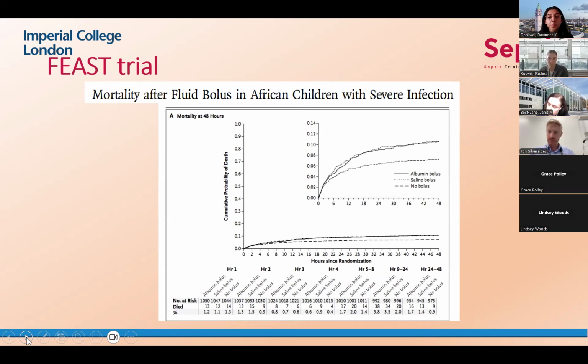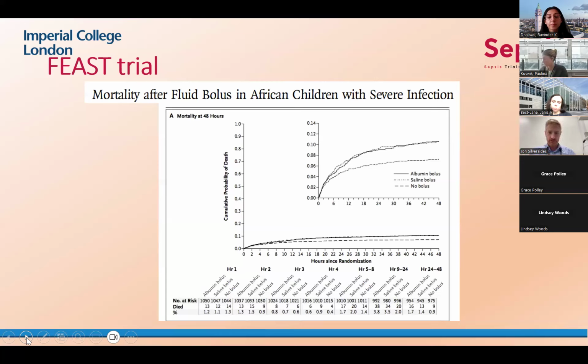If you get more fluid, it's probably because you're sicker, and therefore you're more likely to do worse. Okay. This was really interesting. Now, this is a study in African children with severe infection in sub-Saharan Africa, and many of them have malaria. So it's not directly comparable to the kind of patients that we see every day, but still.